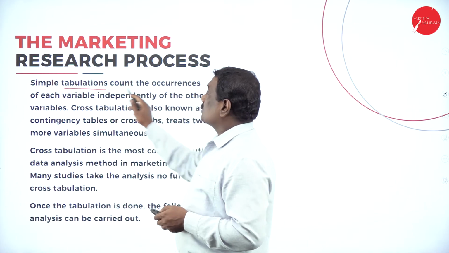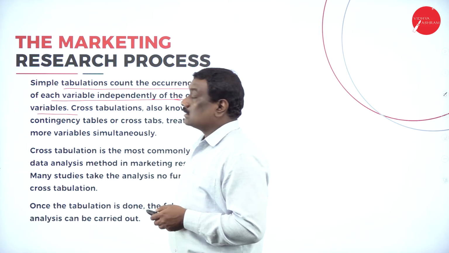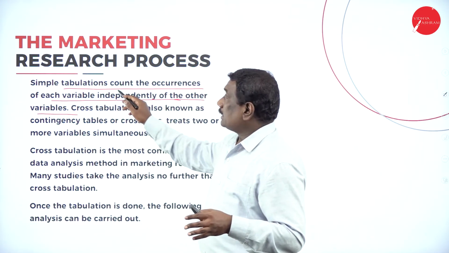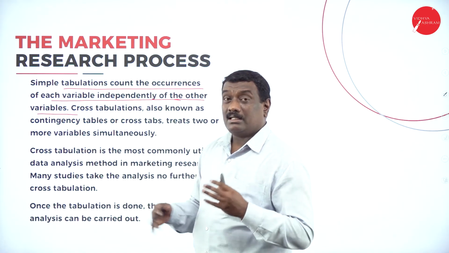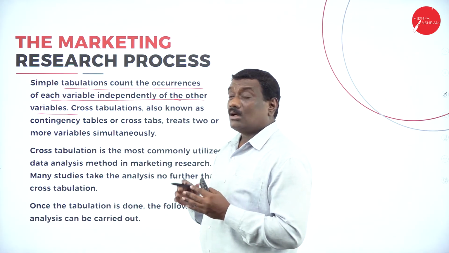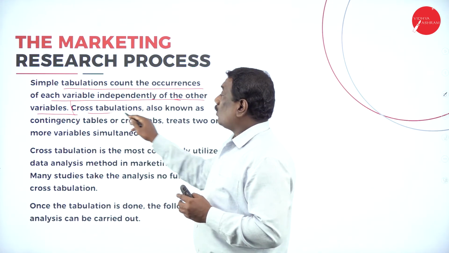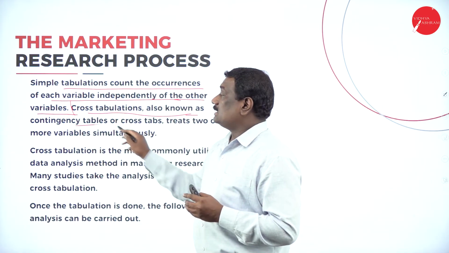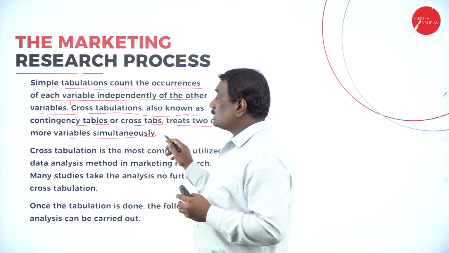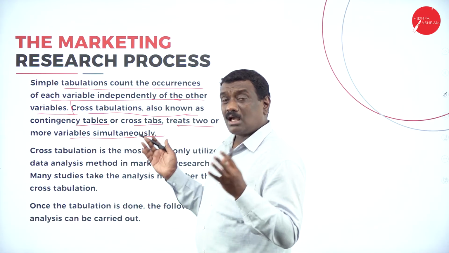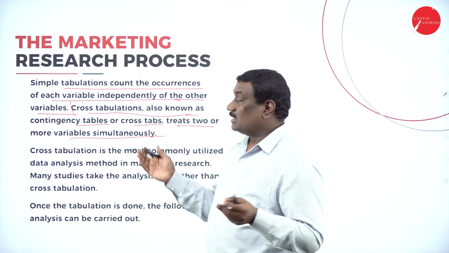Now simple tabulations count the occurrence of each variable independently of the other variables. Cross tabulations are also called contingency tables or cross tabs, and they treat two or more variables simultaneously. So this is all about how they are going to do the data work and bring it to the final stage, the tabulation work.